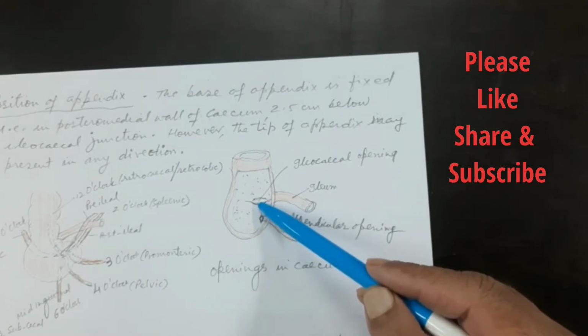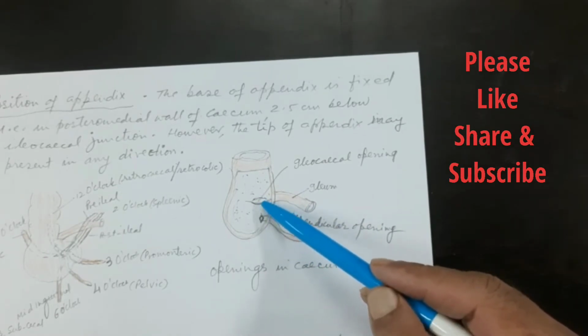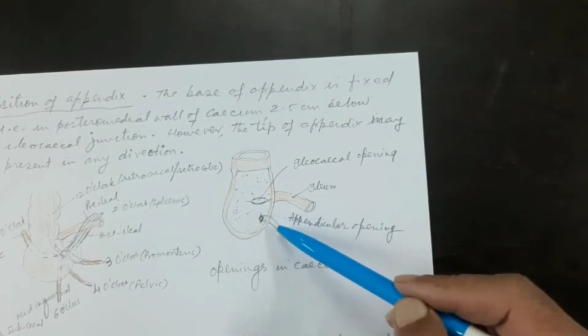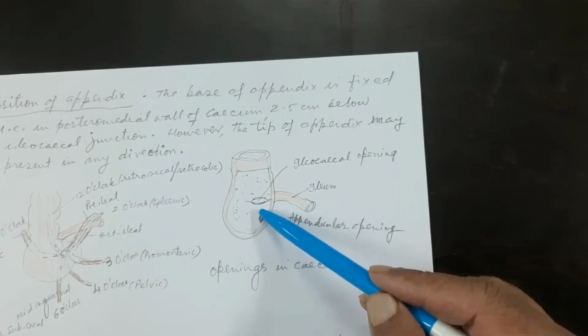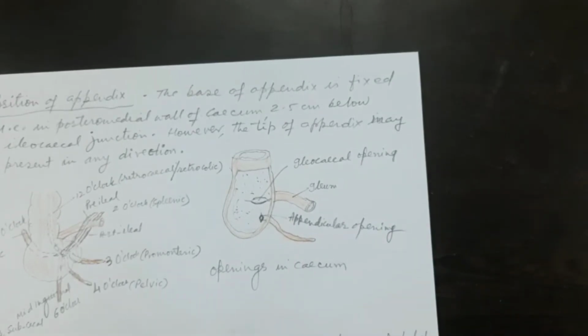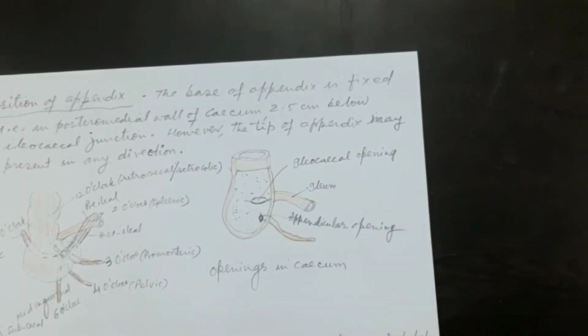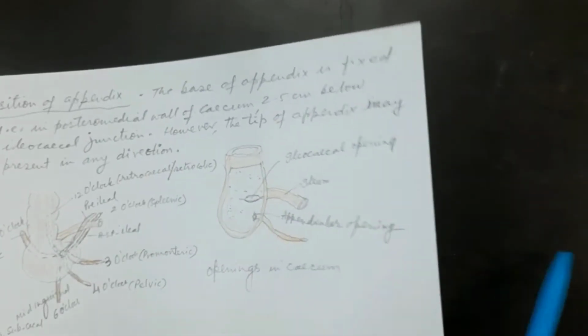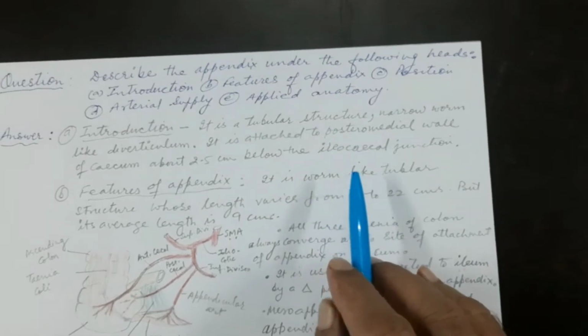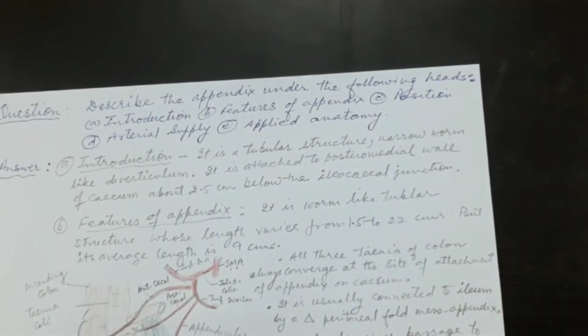Now just about 2 to 2.5 centimeter below and medial to this ileocecal opening in the posterior wall of the cecum is another, smaller opening, which is a vertical slit. This is the opening of the appendix. That means these two tubes open onto the posterior wall of the cecum, more onto the medial side. So the opening of the appendix in the cecum is 2.5 centimeter below the ileocecal junction or ileocecal opening.